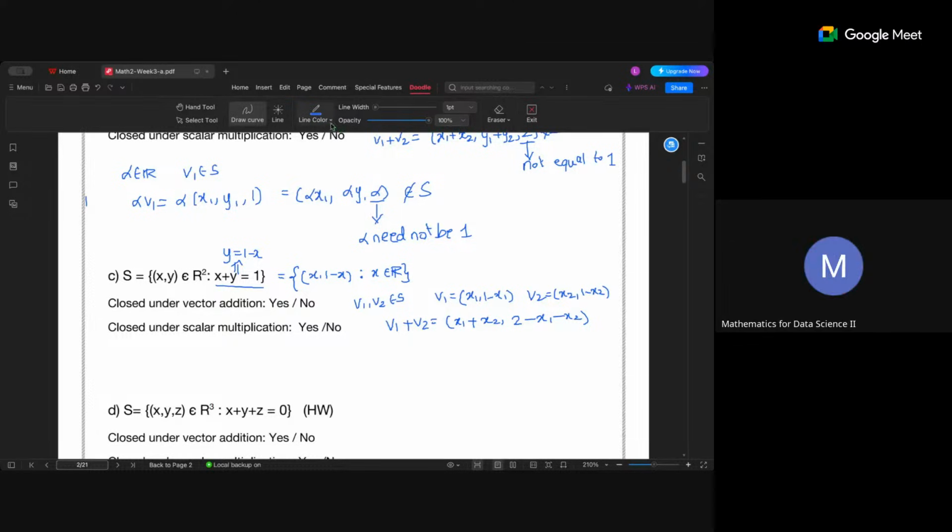Okay. So now does V1 plus V2 belong to S? No, ma'am. Because if this is T, then this is not 1 minus T. If this is T, then this should be 1 minus T. But this is not the case. So it means that this does not belong to S. So this is again not closed under addition.